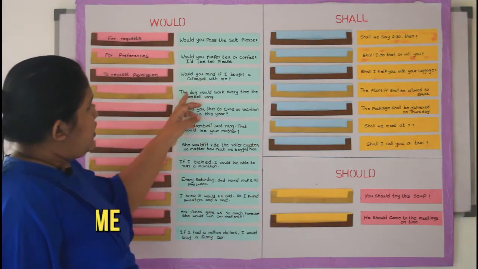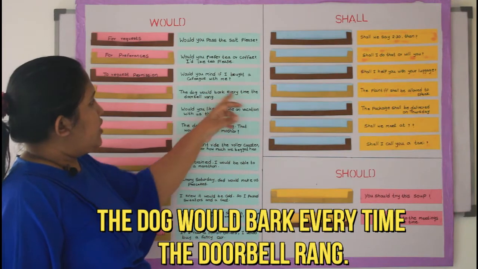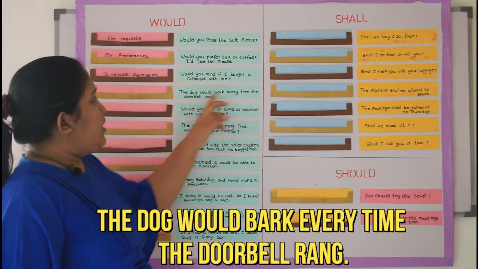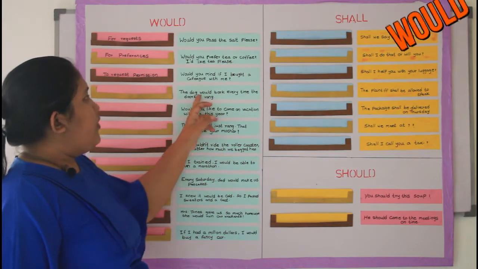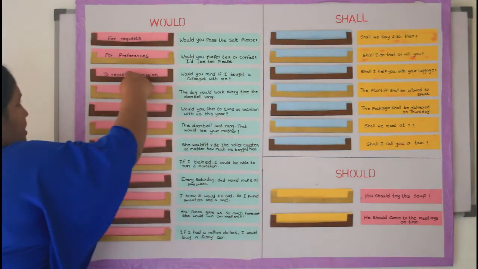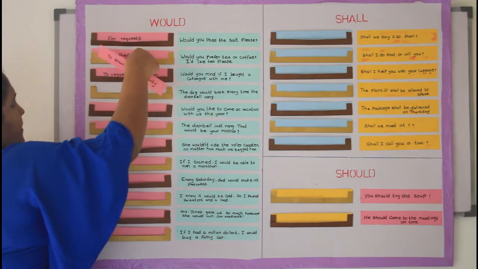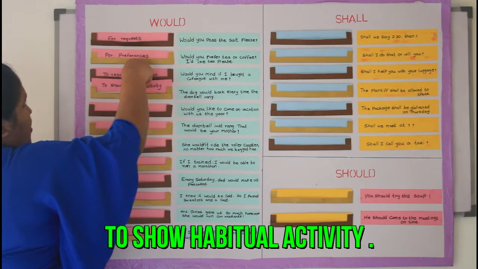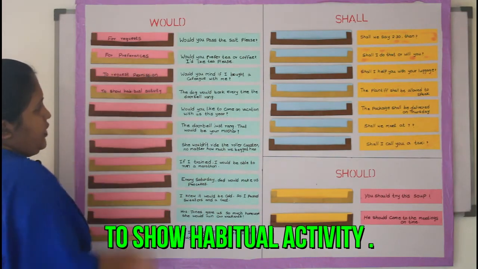Next one. The dog would bark every time the doorbell rang. Here the modal verb would is used, let's see, to show habitual activity.